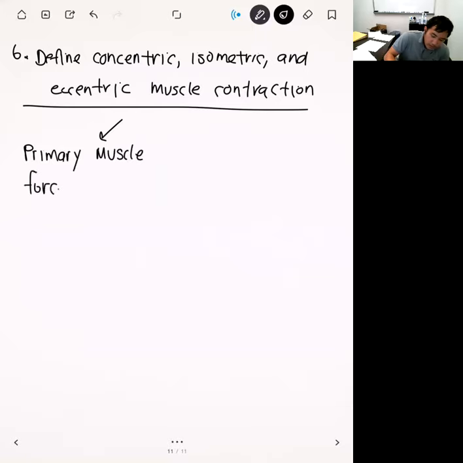Because when we're talking about these terms right here, concentric, isometric, eccentric contraction, what we're referring to is a subject of these terms, right? And the subject is the muscle that we're talking about. So these terms go hand in hand with the particular muscle. When we say that the biceps is contracting concentrically, then that's going to be our primary muscle force. There should only be one primary muscle force that we're talking about because that's the one we're describing with these terms.